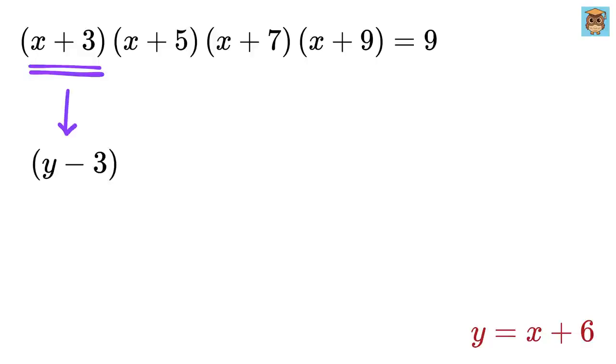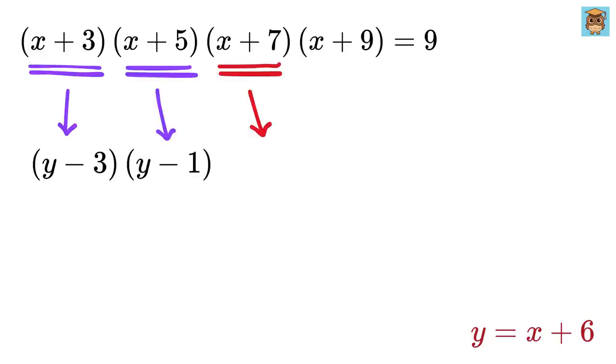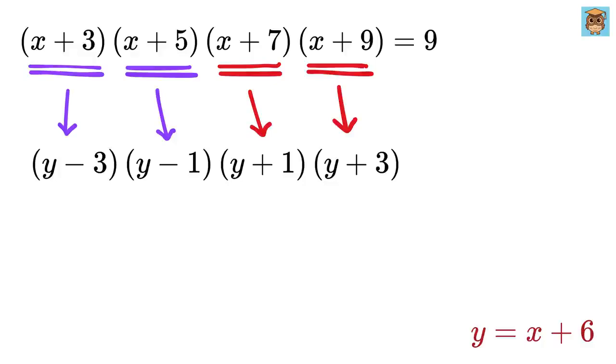Oh, can you now see where we are heading? x plus 5 will become y minus 1. Then x plus 7 will become y plus 1, and x plus 9 will become y plus 3. We did all of this manipulation just to avoid expanding this big expression, and let us see if we can become successful in it. Substitute these values here to get this equals 9.